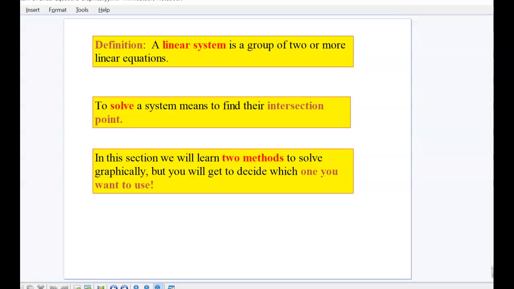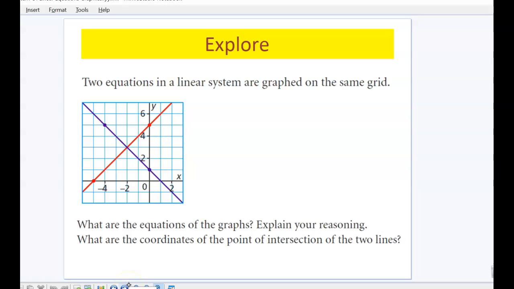In this section, we'll learn two methods to solve graphically, but you will get to decide which one you want to use. Two equations in a linear system are graphed on the same grid. What are the equations of these graphs? And what are the coordinates at the point of intersection of these two lines?